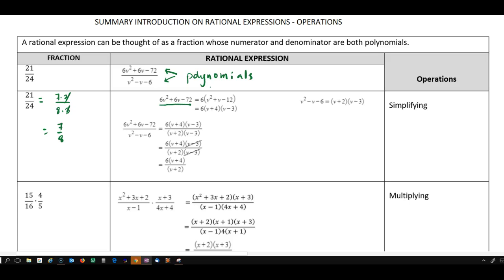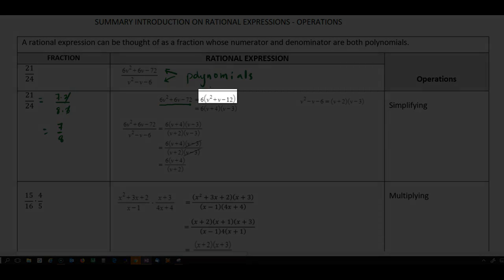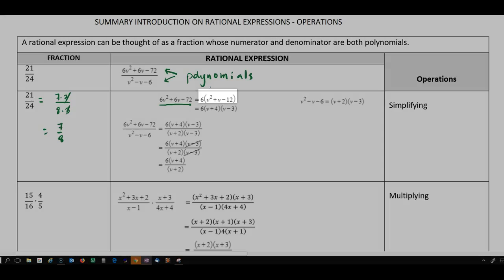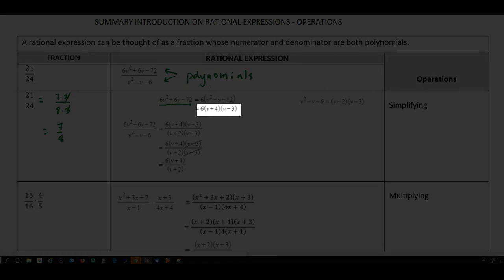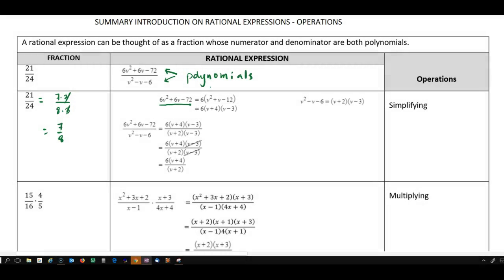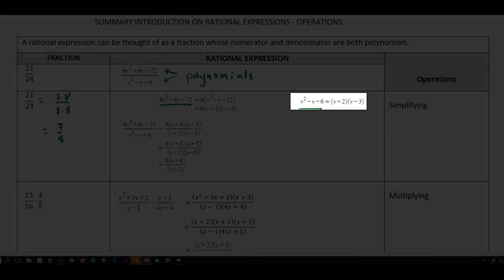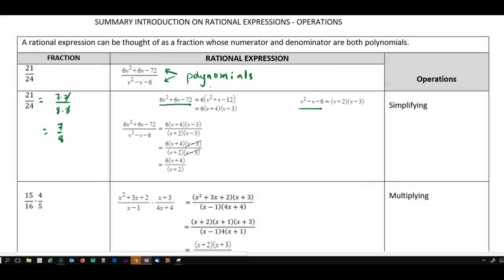Take out the GCF, 6, and you're left with v squared plus v minus 12, which you can factor by trial and error or by AC factoring into v plus 4, v minus 3. The denominator can also be factored: v plus 2, v minus 3. You can use either technique. For the moment, we won't show the details because the point of this is just to summarize that rational expressions work just like fractions, but we do a lot of factoring.